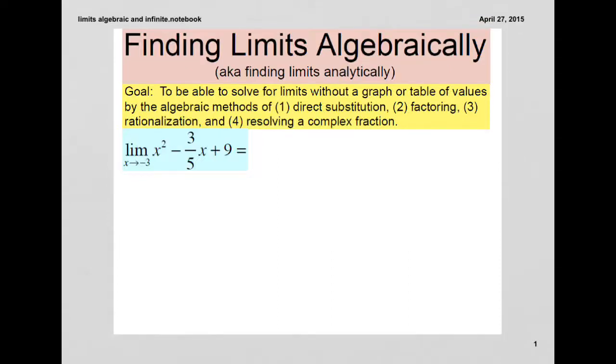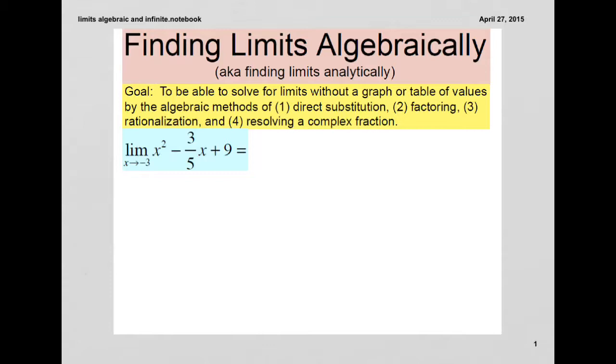Hello and welcome to the last video lesson of the year, Finding Limits Algebraically. The goal is to be able to solve for limits without a graph or table of values, by the algebraic methods of 1. Direct substitution, 2. Factoring, 3. Rationalization, and 4. Resolving a complex fraction. Okay, let's go ahead and start with the first one.